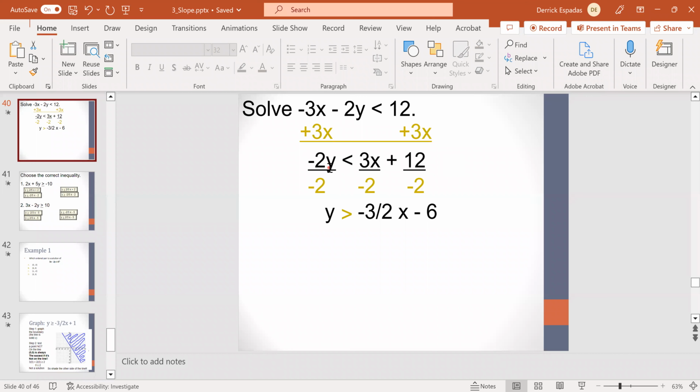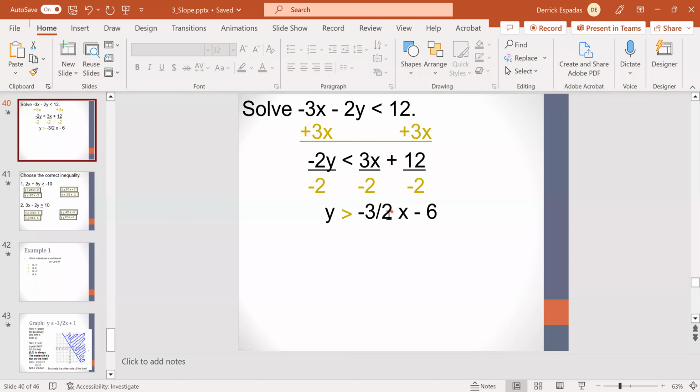Now, I want to get rid of that negative 2 with the y. So the opposite of multiplication is division. I'm going to divide everything by negative 2. Negative 2 into negative 2 goes into 1. So I just have y, which is exactly what I wanted. But wait, remember, if we're dividing by negative 2, we flip the sign. So flip the sign. 3x divided by negative 2. We're not even going to worry about that. We're just going to keep it as that.